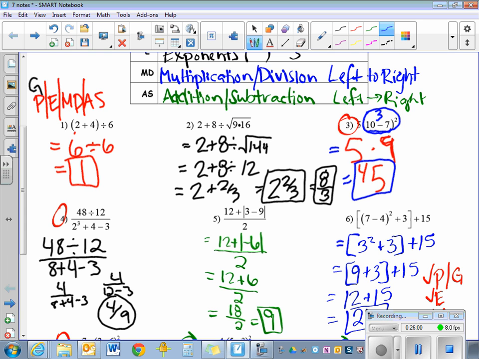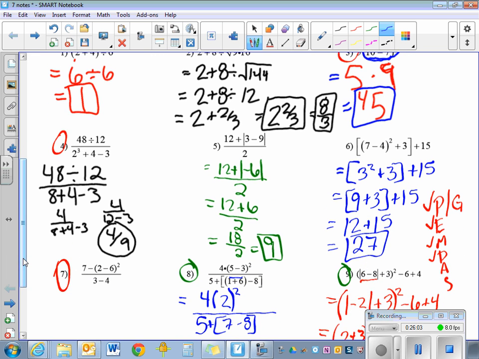And then number 4, we have a lot going on here. We have our numerator with a lot happening and our denominator with a lot happening. So in our numerator, we have 48 divided by 12, which reduces down to 4, and that's this piece here. And then in our denominator, we have 2 cubed, which is 8, plus 4 minus 3. And then 8 plus 4 is 12. Minus 3, and 12 minus 3 is 9, so our final answer is 4 over 9. Any questions on those two, 3 or 4?